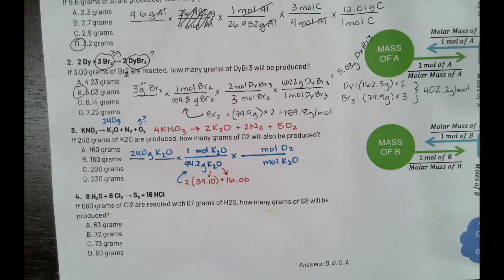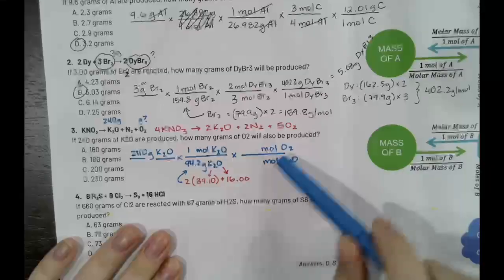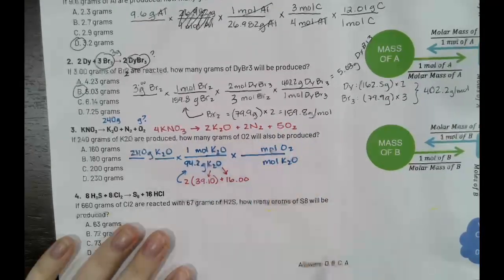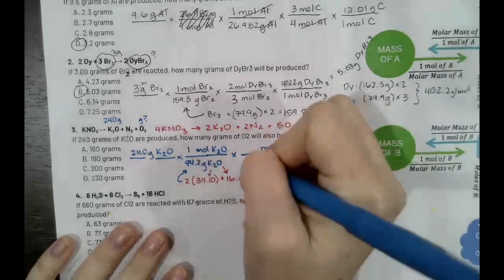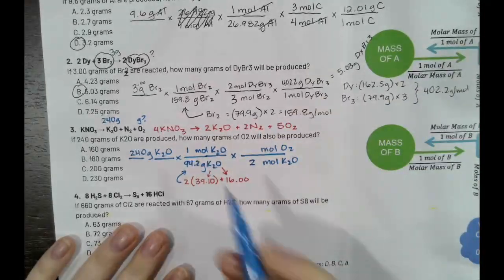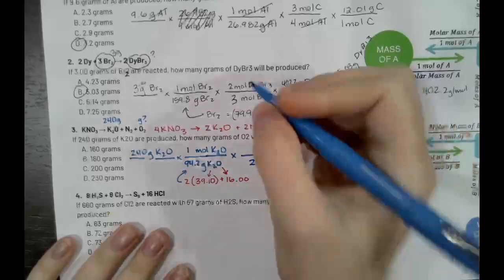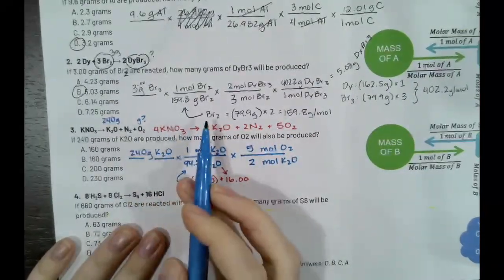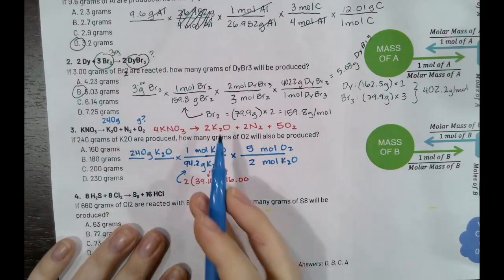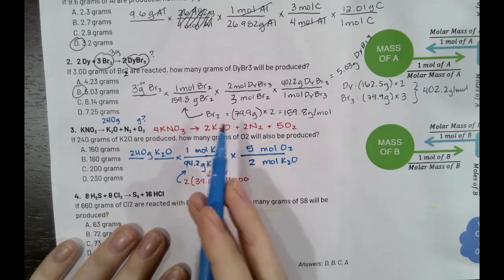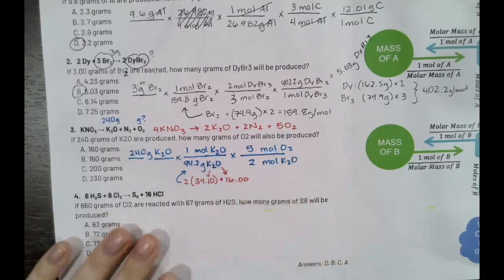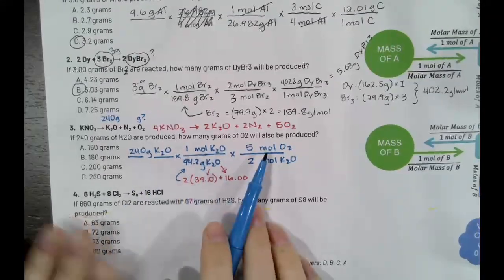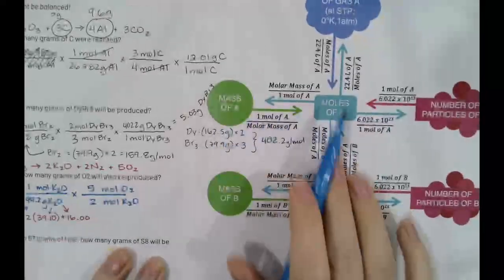So, we know that we can convert from moles of one thing to moles of another because we have this, but how many moles of each? Well, that's what these numbers are for. 2 moles of K2O produced means that we also produced 5 moles of O2. This is like a recipe. If I put 4 of these in, I get 2 of these, 2 of these, and 5 of these. So if I got 2 molecules or moles of this, I must have gotten 5 molecules or moles of this. So, grams to moles to moles.